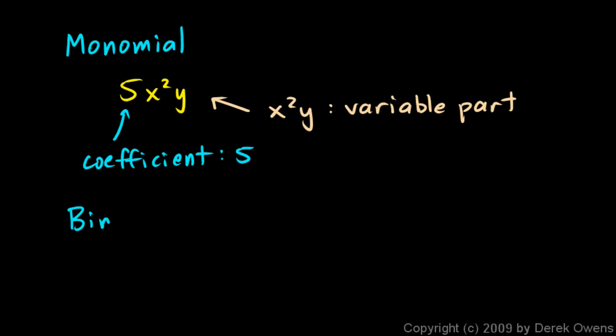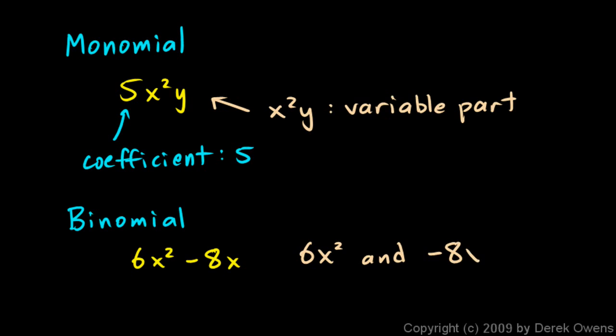A binomial, the root bi means 2. A binomial is a polynomial with 2 terms. So for example, 6x squared minus 8x, that's a binomial. And the 2 terms are 6x squared and negative 8x. Those are the 2 terms in that binomial. And a binomial by definition has two terms.